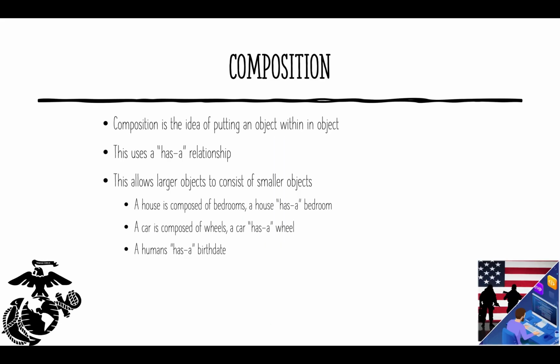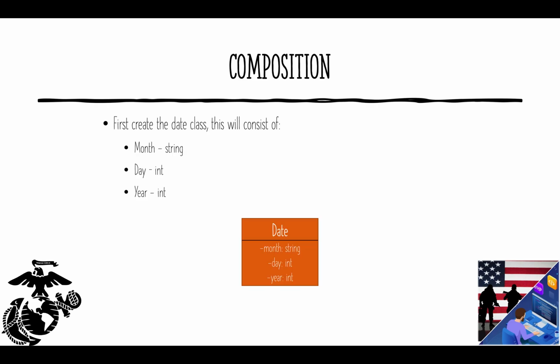Composition is the idea of putting an object within another object. This uses a has-a relationship, which allows larger objects to consist of smaller objects. Like a house is composed of a bedroom, a house has a bedroom; a car is composed of wheels, a car has a wheel; a human has a birthday. Those are all good examples of how composition could be used.